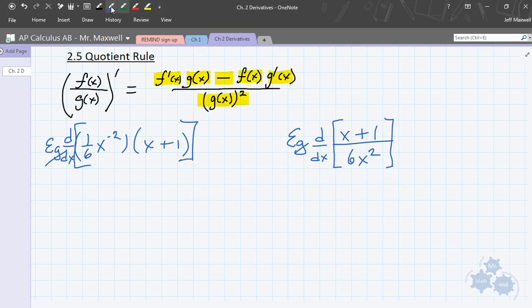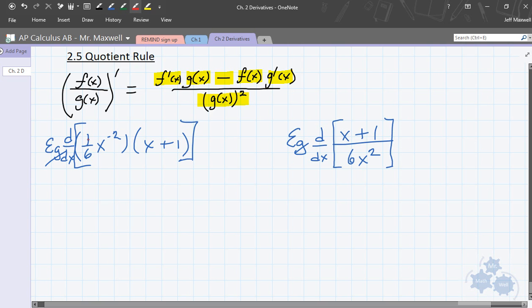Let's go back to product rule, see if we remember product rule. Alright, so product rule says we take the derivative of the first times the second. That's the first step. So what's the derivative of this first term here? Well, it's negative 2 over 6, x to the what? Negative 3. Derivative of the first times the second, plus the first times the derivative of the second, which is just 1.